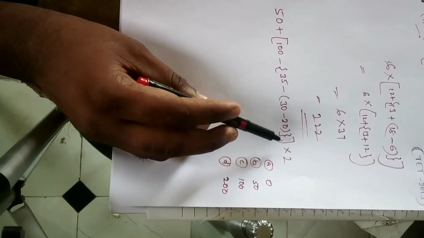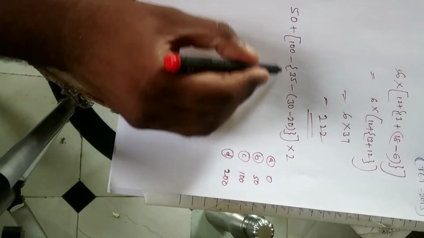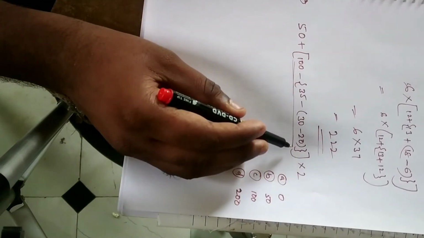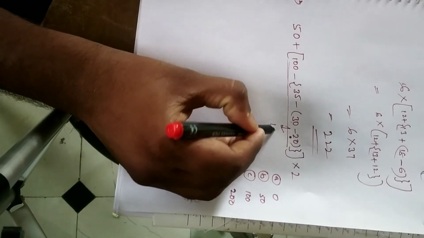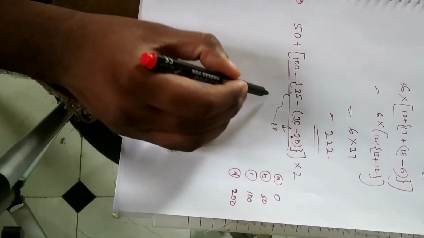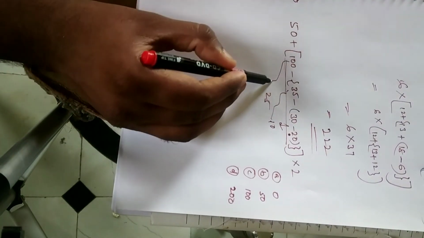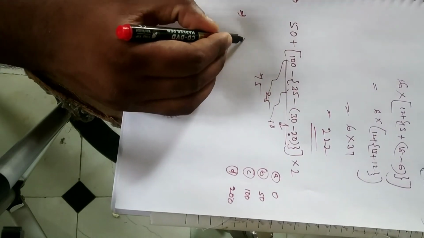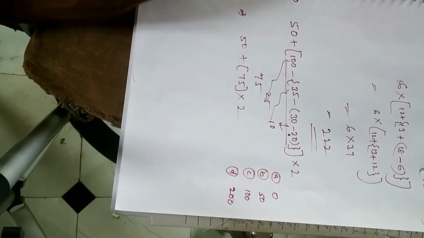So we have to solve. The value is, first of all, according to the BODMAS, we have to calculate the value which is under brackets. Starting here, 30 minus 20 is 10. 35 minus 10, it is 25. Now 100 minus 25, it is 75. It is like 50 plus 75 into 2, right?